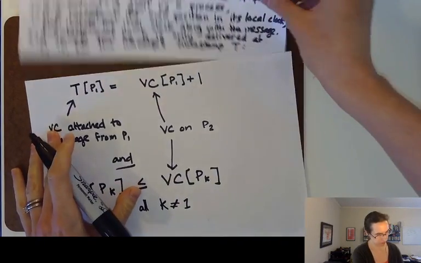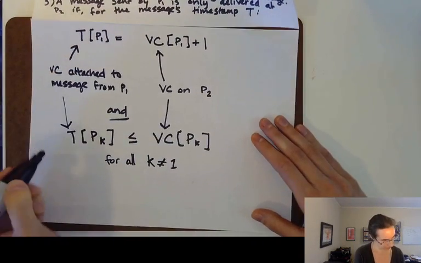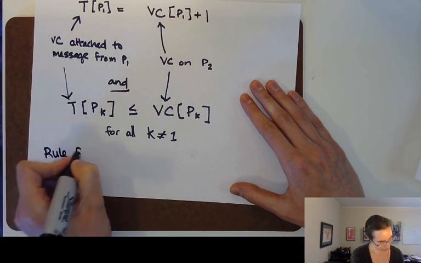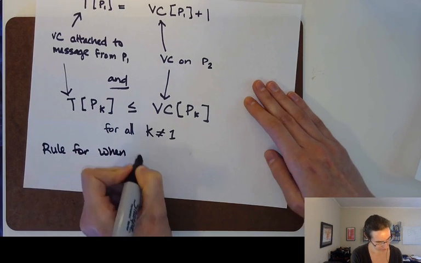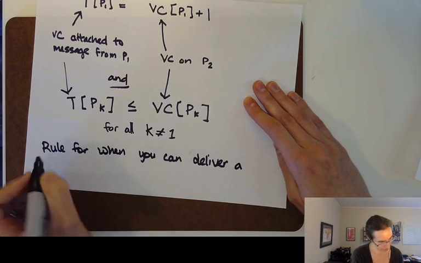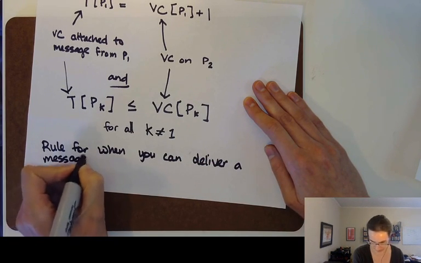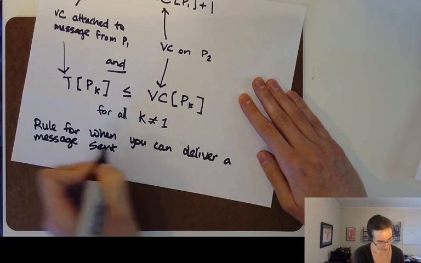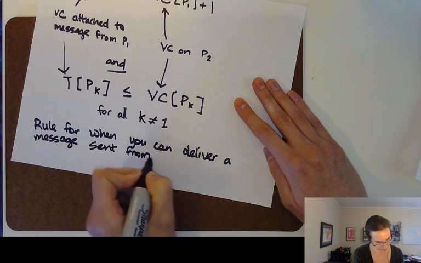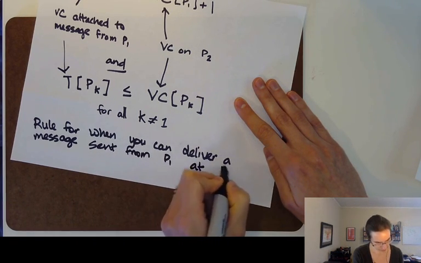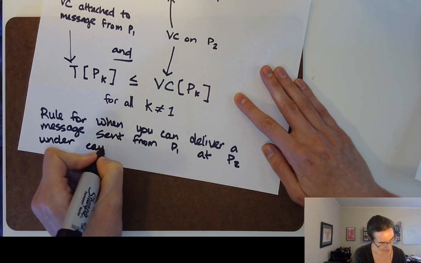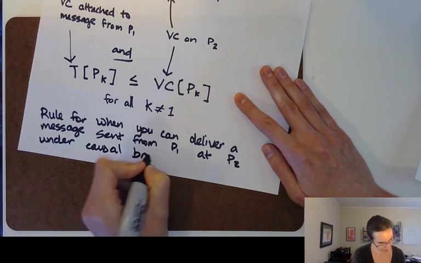So I'm going to write down condition 3 up here again. So these are the rules. Rule for when you can deliver a message sent from P1 at P2 under causal broadcast.